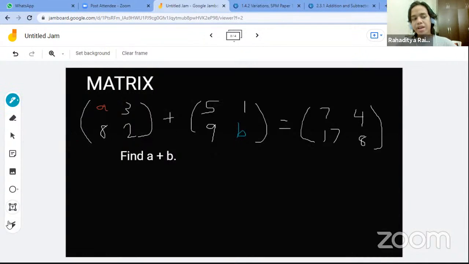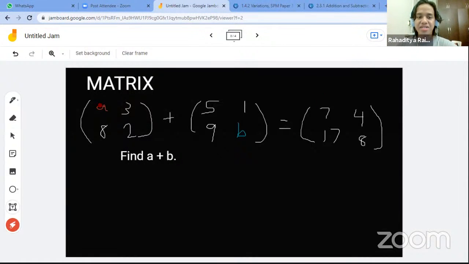Okay, so find A plus B. What would be the first step that you would take as a student? Don't worry if you get the answer wrong. It's not like I punish you or anything. Calculate A and B separately.